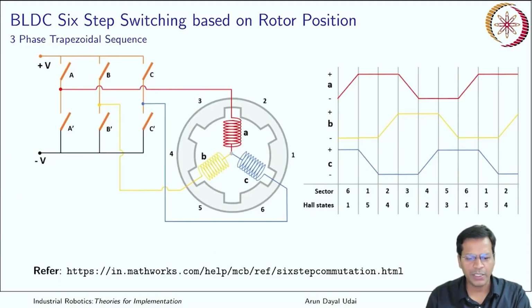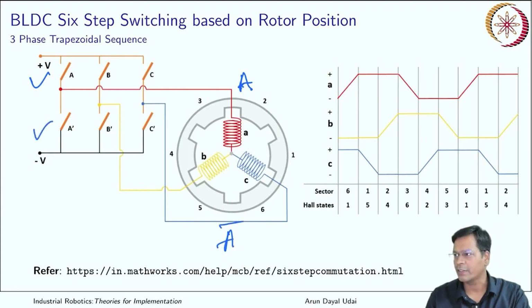If you want to make A high, you have to make this switch high. If you want to make A bar high, you have to make this switch high. Got it? So A and A bar are oppositely placed, and you know this type of winding is done using star wiring connection. You have at the center all the coils connected here, and you can feed in from different directions.